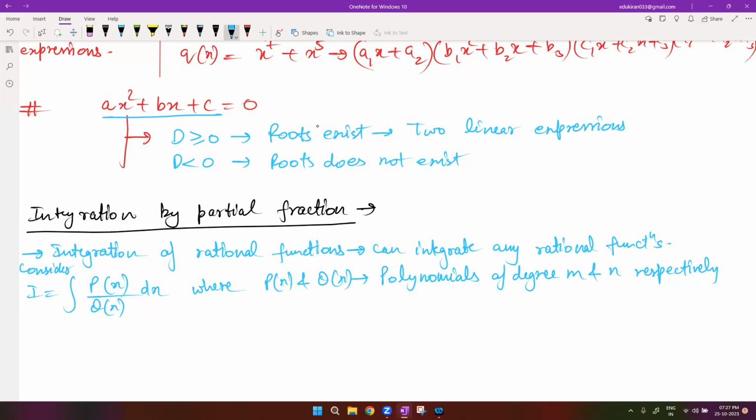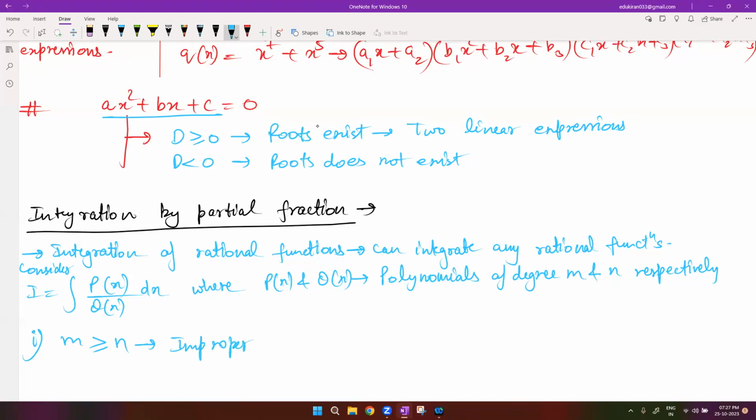Okay. Now, first case: either this m can be greater than or equal to n. Either m is greater than n or m is equal to n, right? So if this is the case, m greater than or equal to n, then in these cases, the rational function is known as an improper rational function.